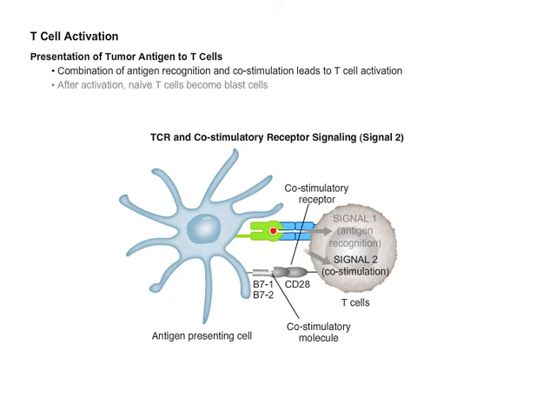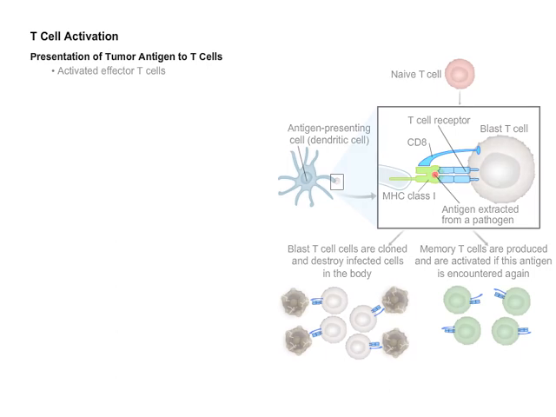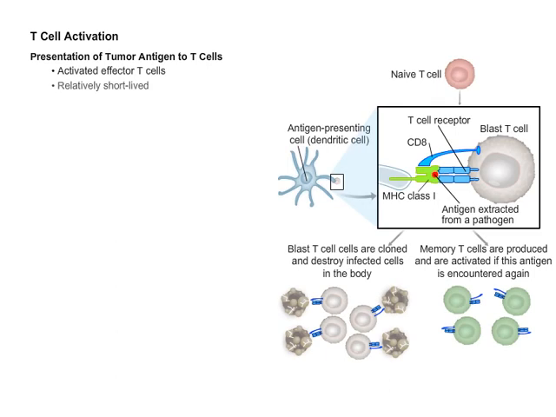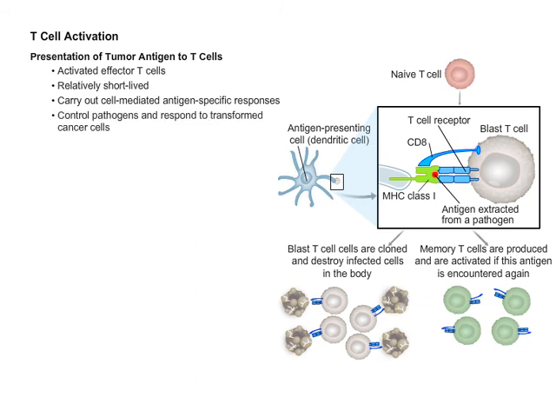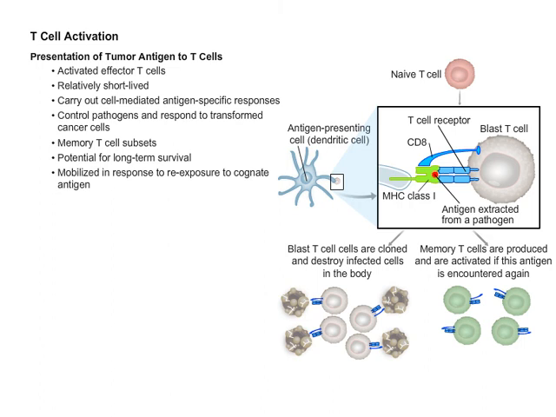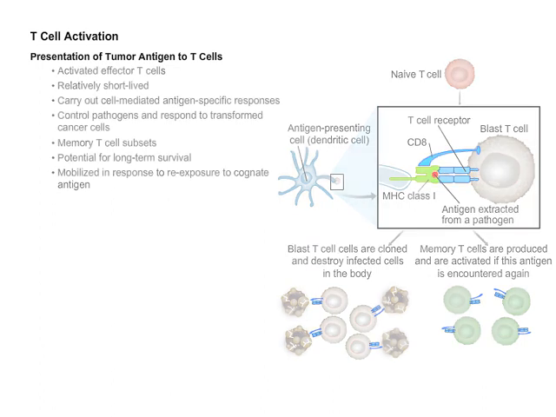After activation, naive T cells become blast cells that proliferate by clonal expansion and then differentiate into either memory or effector T cells. Activated effector T cells are relatively short-lived and carry out cell-mediated antigen-specific responses to control pathogens and respond to transformed cancer cells. Memory T cell subsets have the potential for long-term survival and are mobilized in response to re-exposure to cognate antigen.